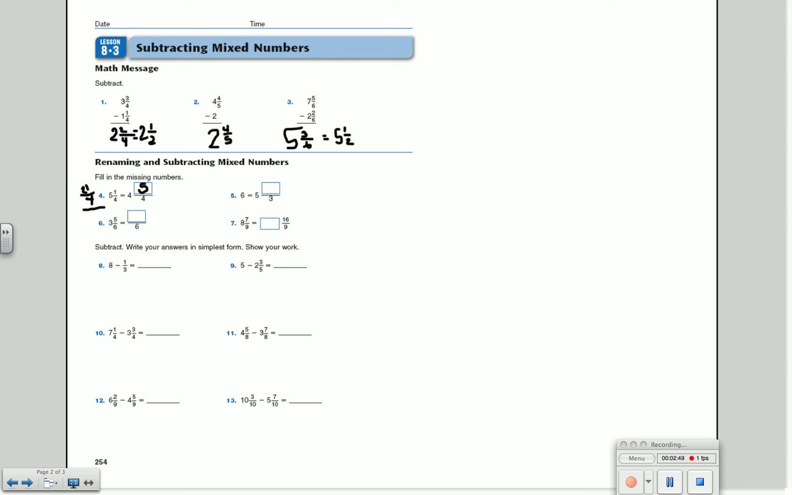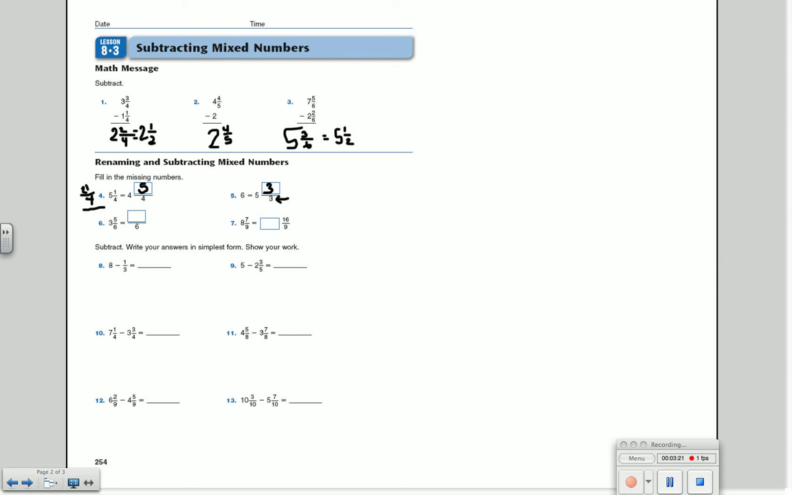Let's move on to number 5. 6 is 5 and how many thirds? Well, gosh, this is actually kind of an easier one because 6 is a whole number. And if I took a whole out of 6 and made it 5, that means all I need is one more whole to make 6. Well, looking at my denominator, my whole in this problem is 3. So 3/3, of course, would equal 1. So 5 3/3 would also equal 6.